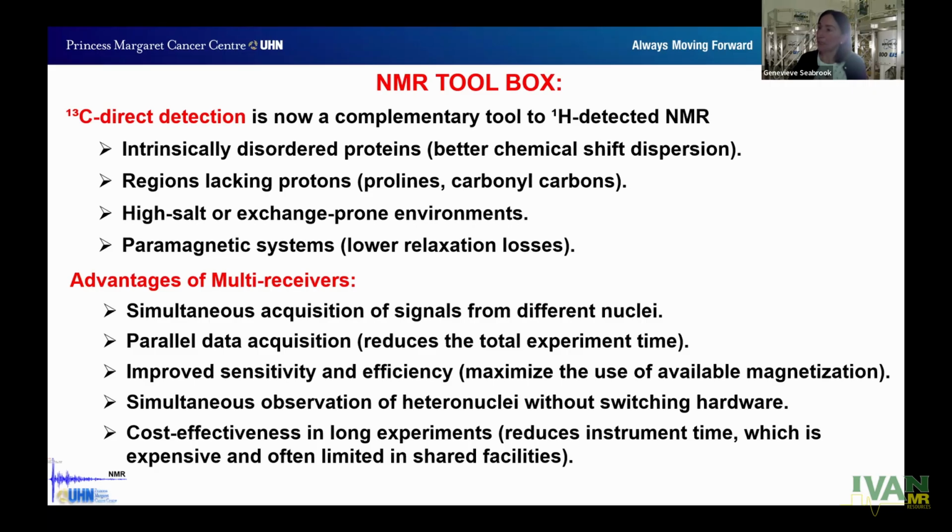Honestly, I was a bit worried, a bit scared about using multiple receivers, but when I started, it was like, oh, this is so cool.